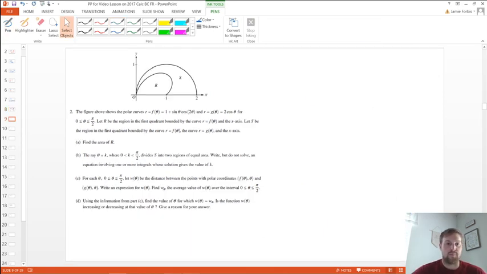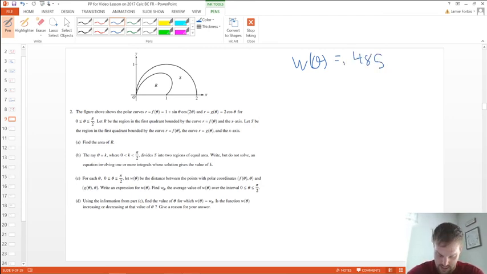And then lastly here in part D, it says using the information from part C, so that w of theta information, find the value of theta for which w of theta equals the average w of a. So it wants me to first figure out when w of theta equals the average, which remember the average was 0.485446135. Okay, so I found this intersection in the calculator.